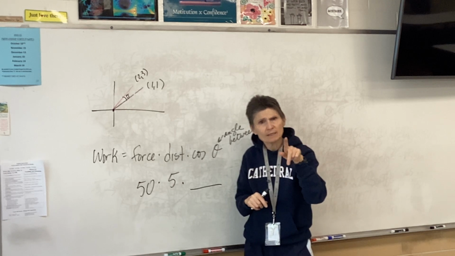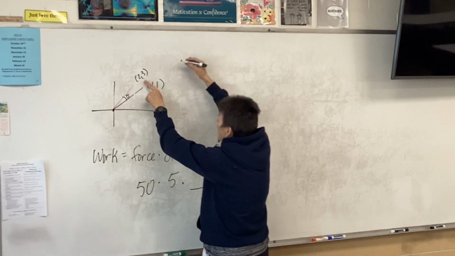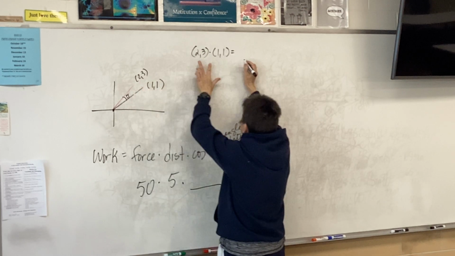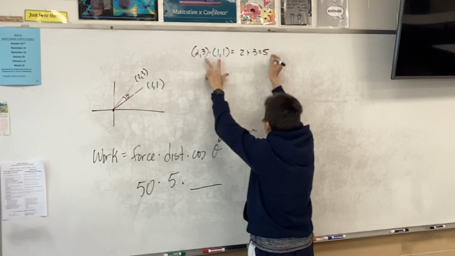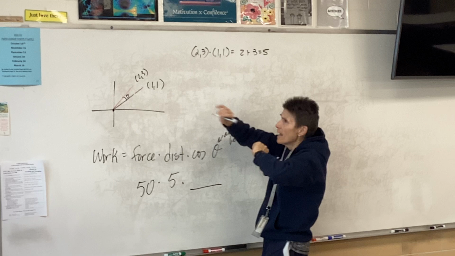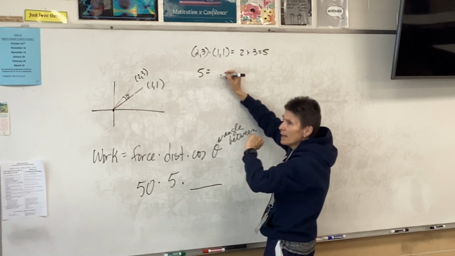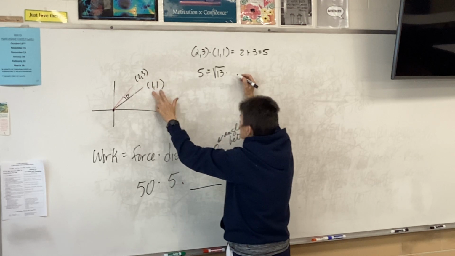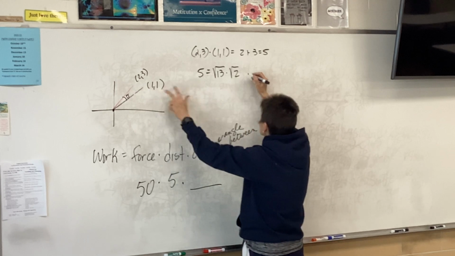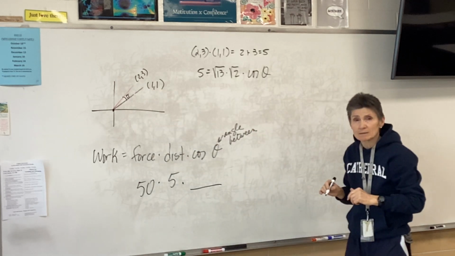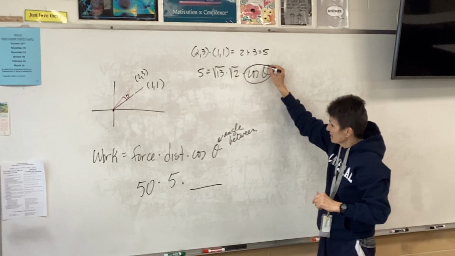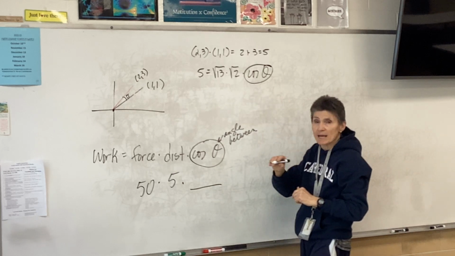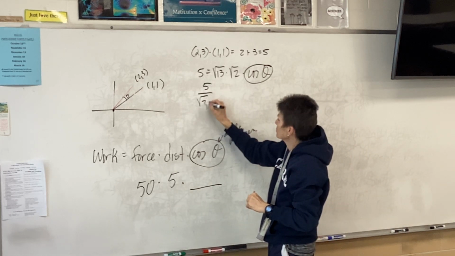Wait a second, didn't we do that earlier? The dot product of these two vectors is 2 plus 3, which is 5. And doesn't the dot product have to equal the magnitude of the first vector times the magnitude of the second vector times the cosine of the angle between? Isn't that what I need right here? So what is the cosine of the angle between? 5 divided by root 26?